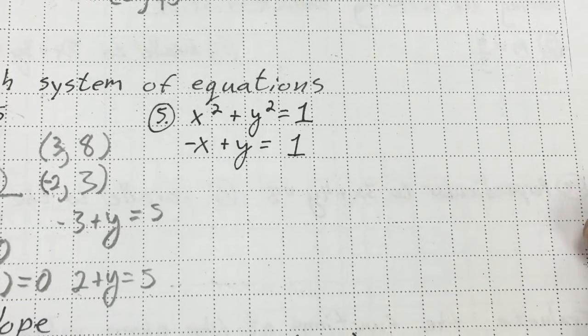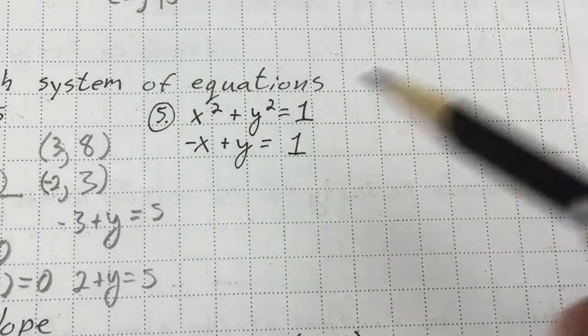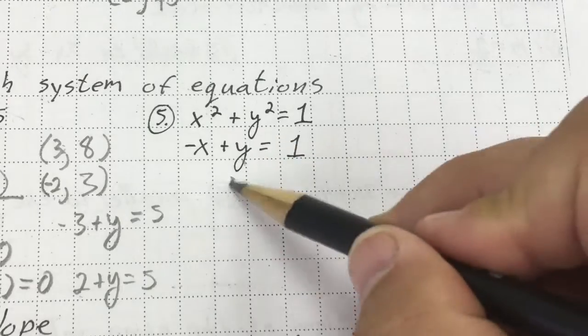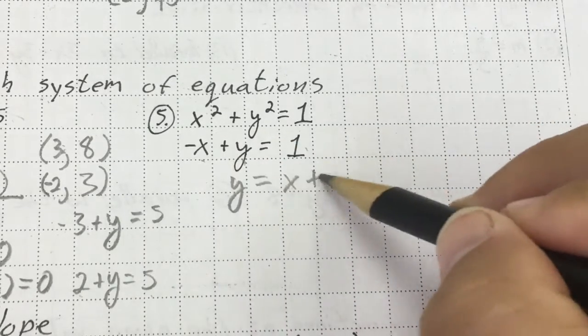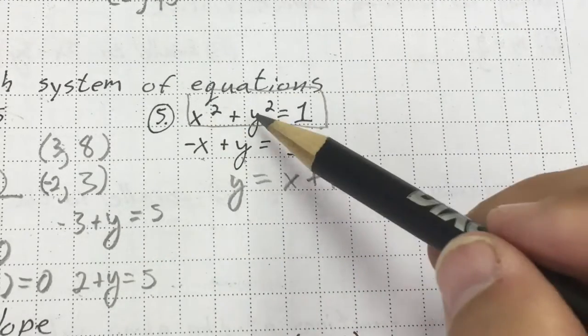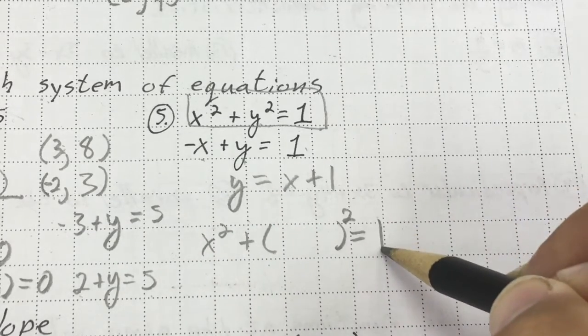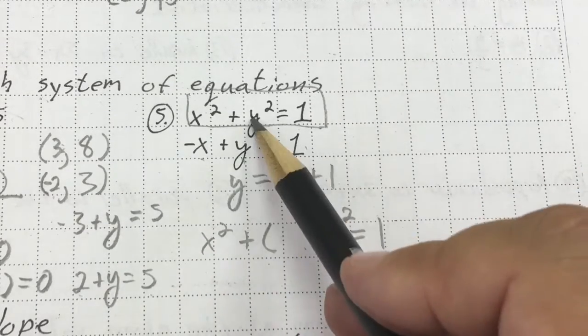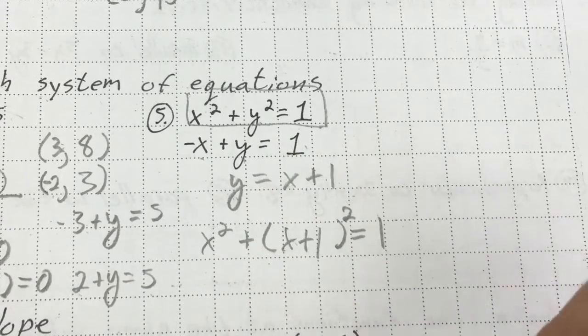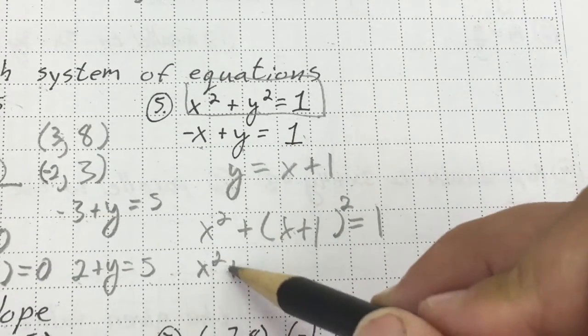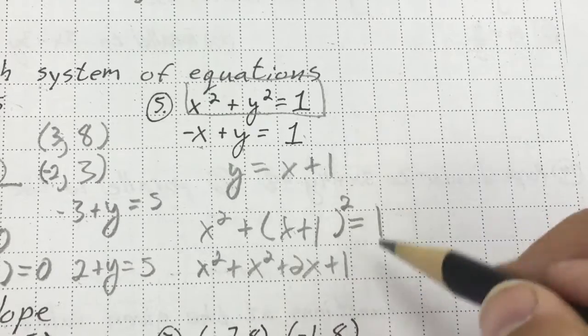Now for number 5, I can't do anything fancy. I have to actually use the substitution method. So I'm going to solve this for y. I add x to both sides, and that's going to give me y equals x plus 1. Now I'm going to bring this down and make a template for the y squared. So it's going to give me x squared plus whatever y is, squared, equals 1. Now y equals x plus 1. Now I'm going to expand this, and that's going to give me x squared plus 2x plus 1 equals 1.